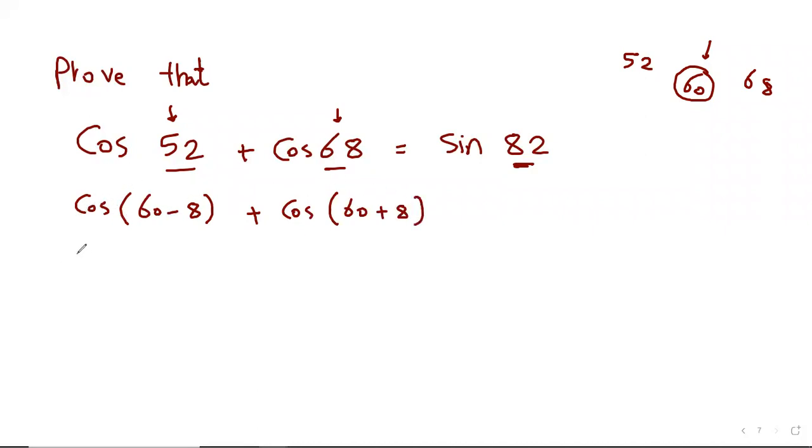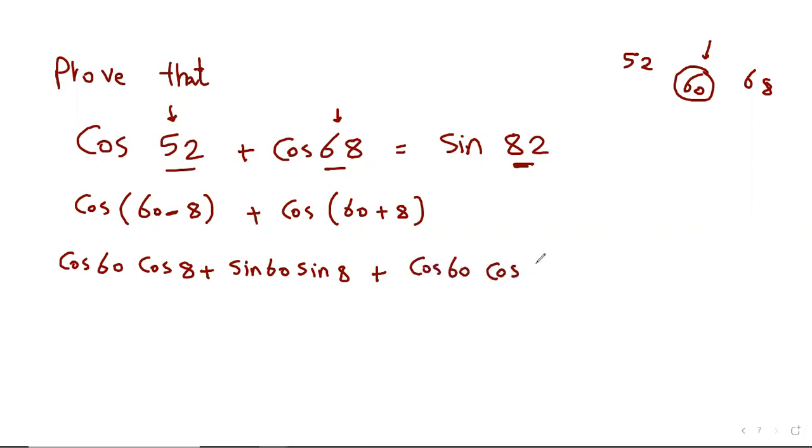Cosine 60 minus 8 is cosine 60 cosine 8, and here we have minus, so change the sign and write a plus: sine 60 sine 8. Plus cosine 60 plus 8, which is cosine 60 cosine 8. The sign here is plus, so change it into minus: minus sine 60 sine 8.